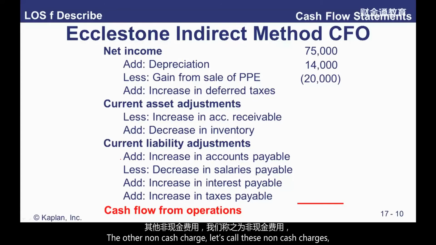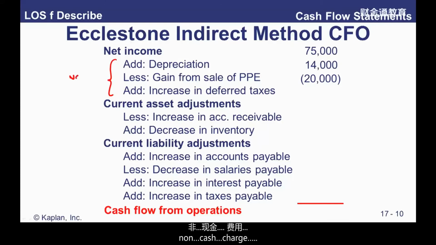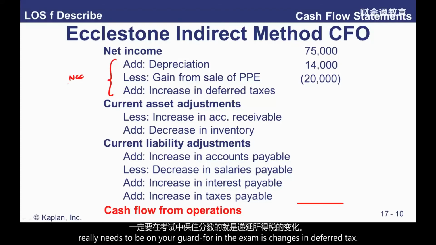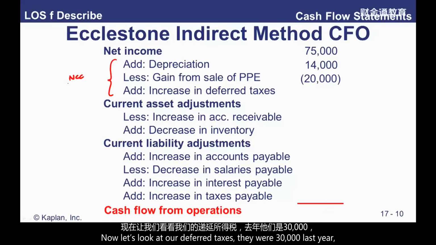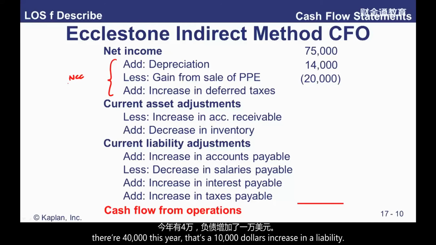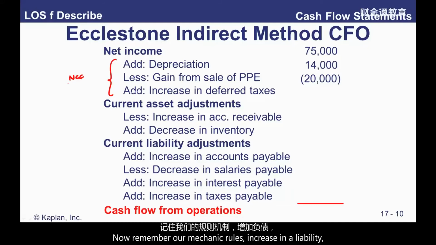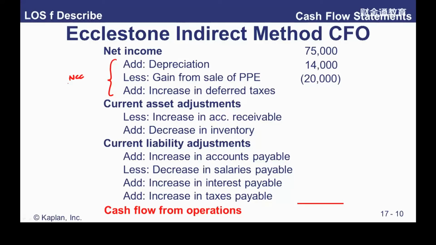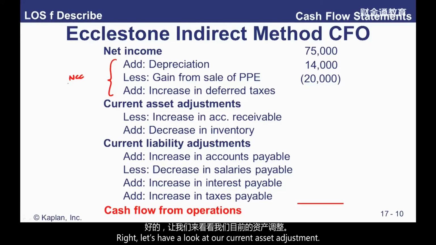The other non-cash charge, and let's call these non-cash charges, really to be on your guard for in the exam, is changes in deferred tax. Now let's look at our deferred taxes. They were 30,000 last year, they're 40,000 this year. That's a $10,000 increase in a liability. Now remember our mechanical rules, increase in a liability, we're going to add. So I'm going to add that 10,000. We'll do it a little bit later. It will be added.